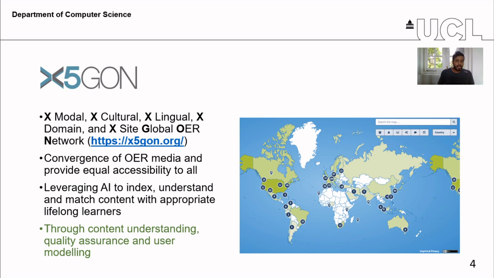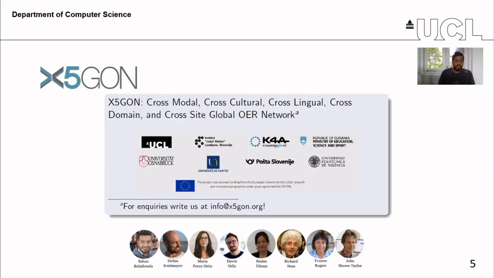So in the process of doing that, we create several AI technologies. When we do that, we want to keep explainability and human friendliness in mind when we design these technologies. So this project is a Horizon 2020 project funded by the European Union. And this project involves several European partners, including partners from Slovenia, Germany, France, and Spain.